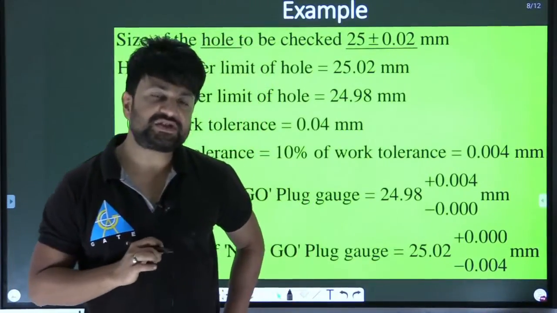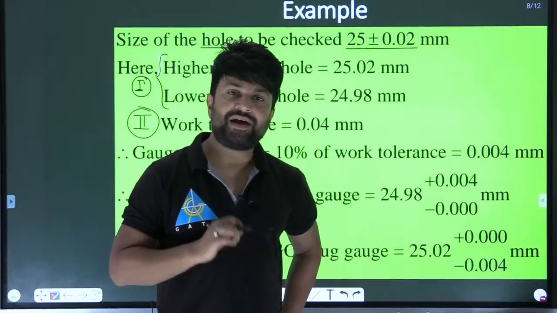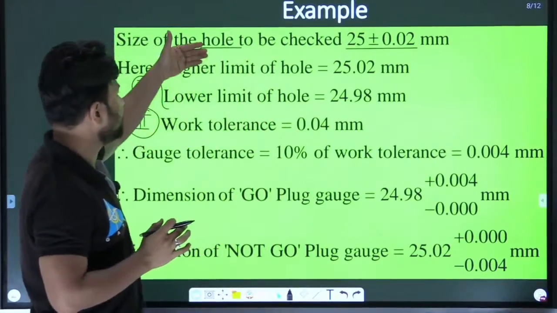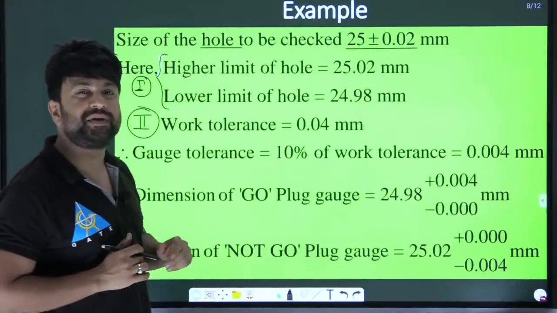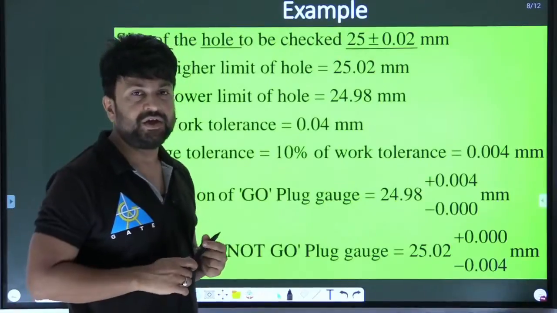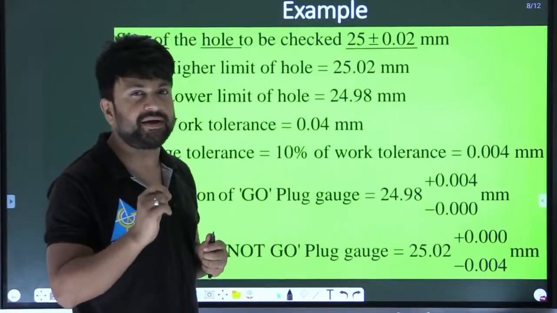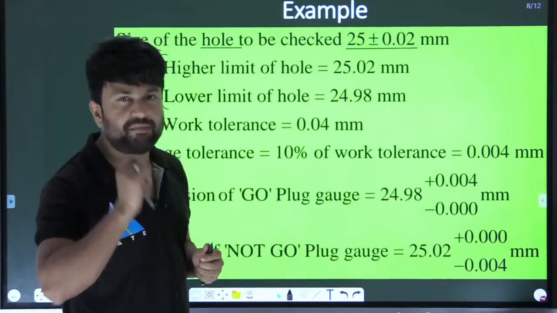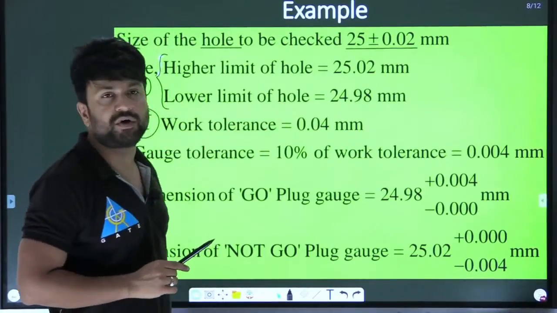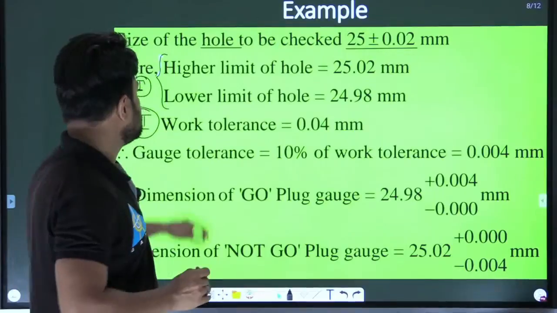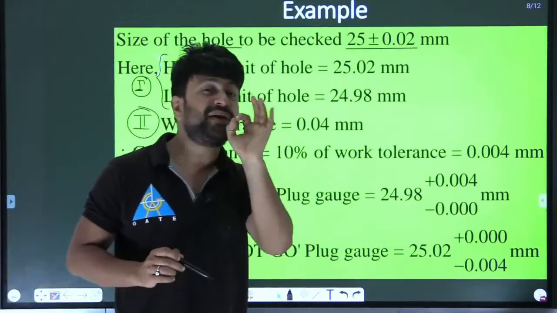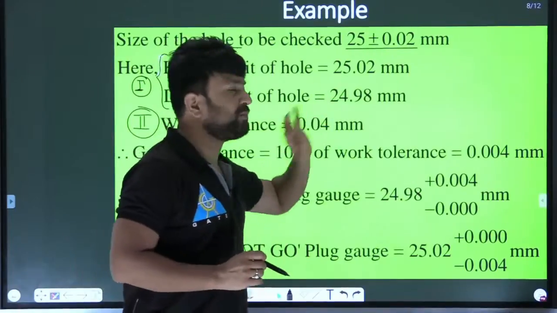Now, my dear, the question is, I will select the go according to what? According to the size of the hole. The go end of the plug gauge should be selected in such a manner that it can cover the maximum material of the product. Where will the maximum material be? In the lower limit of the hole. So the go will be designed according to this, which means the basic size of the go will be 24.98. Am I right?